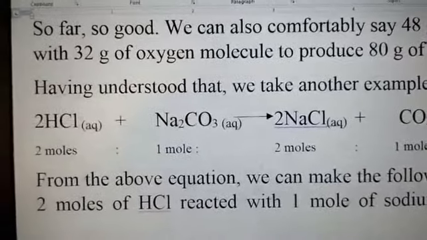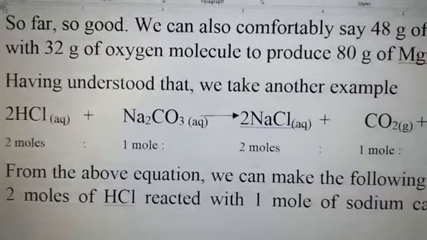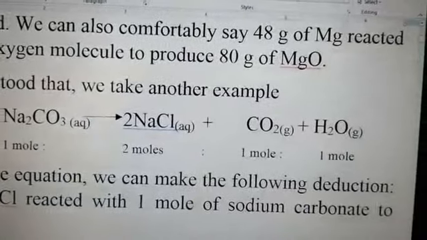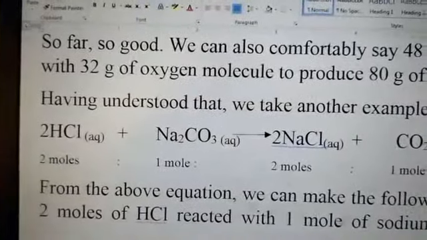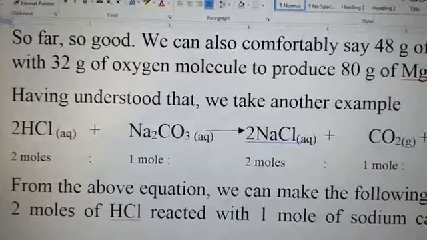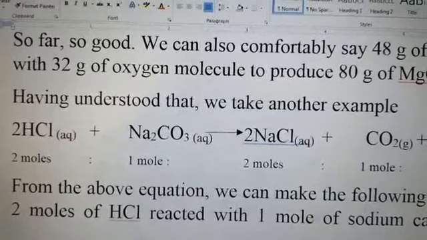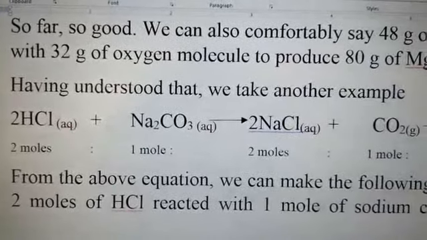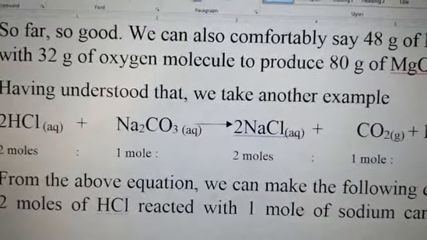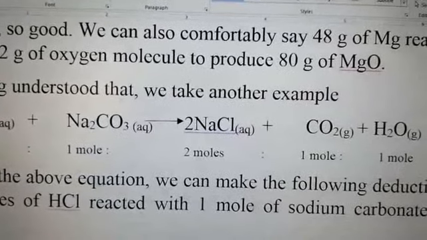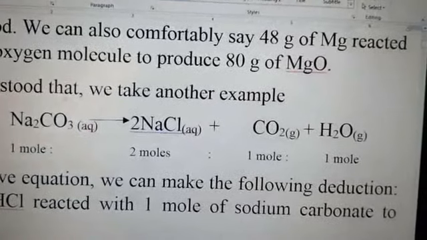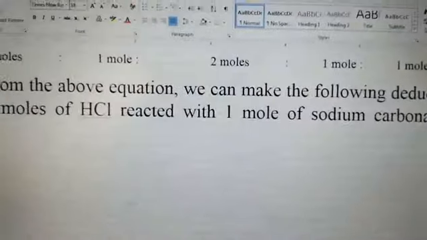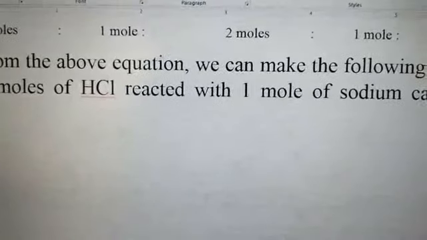Look at that equation between HCl and sodium carbonate, to give us sodium chloride, carbon IV oxide, and water. Now, the stoichiometric number of moles are the numbers or the coefficients in front of the substances, used to balance the equation. So we can say that 2 moles of HCl reacted with 1 mole of sodium carbonate to produce 2 moles of sodium chloride, 1 mole of carbon IV oxide, and 1 mole of water.